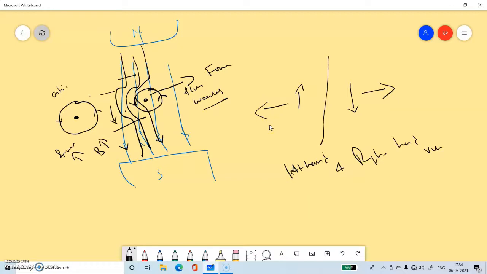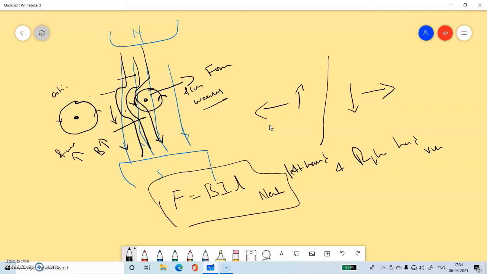So the magnitude of the force on the conductor in both cases, whether the current is entering inside or coming outside, will be the same. That means we can simply say that F is equal to B into I into L newtons.